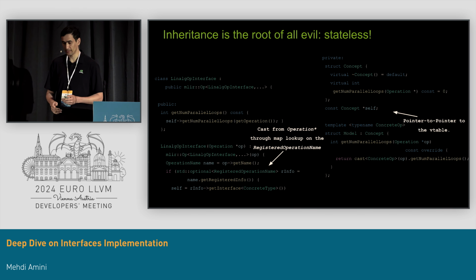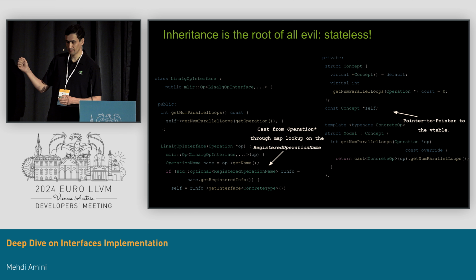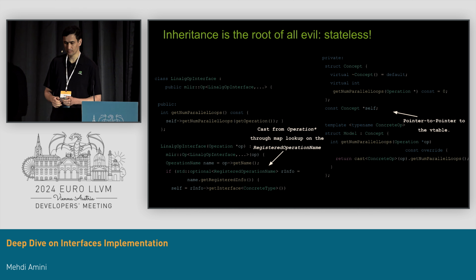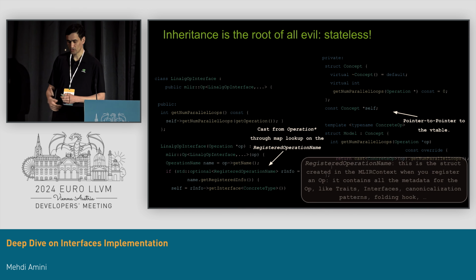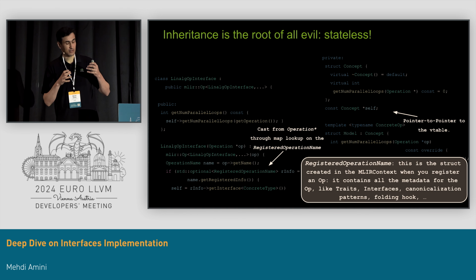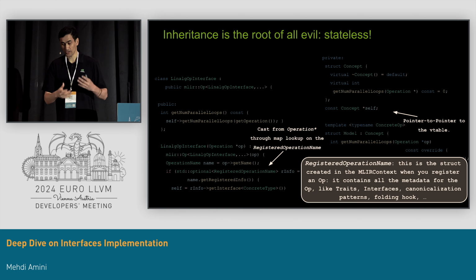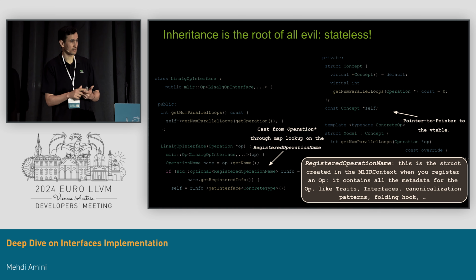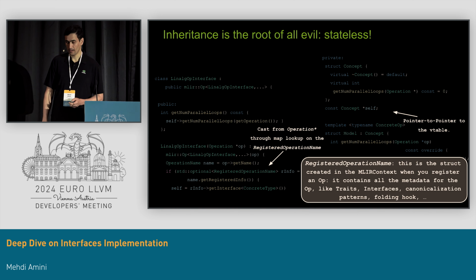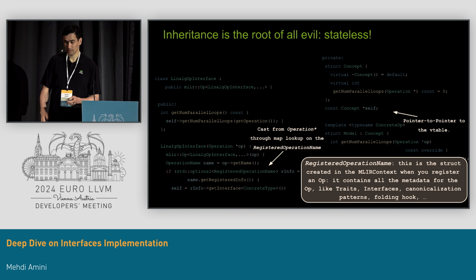Right, and so conceptually now what we have in the interface as state is a pointer to a vtable. And we could save some indirection, and we're going to see how we're going to do it. So just a note on the registered operation name, it's really the source of all the magic in MLIR. When you register an op, this contains all the metadata, the canonicalization pattern, folding, everything is attached to this registered operation name. And so it's pretty powerful as an extensibility mechanism. We leverage this all the time.